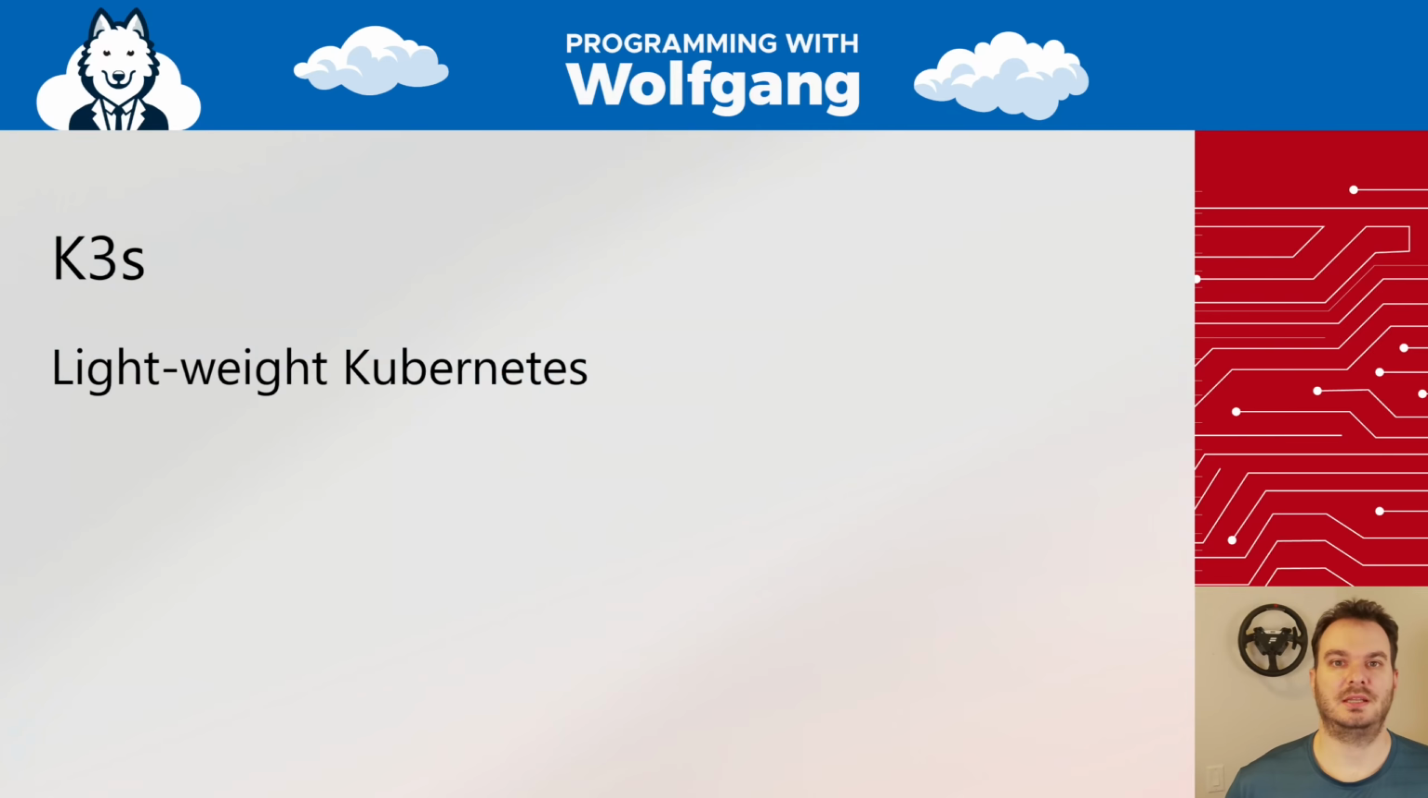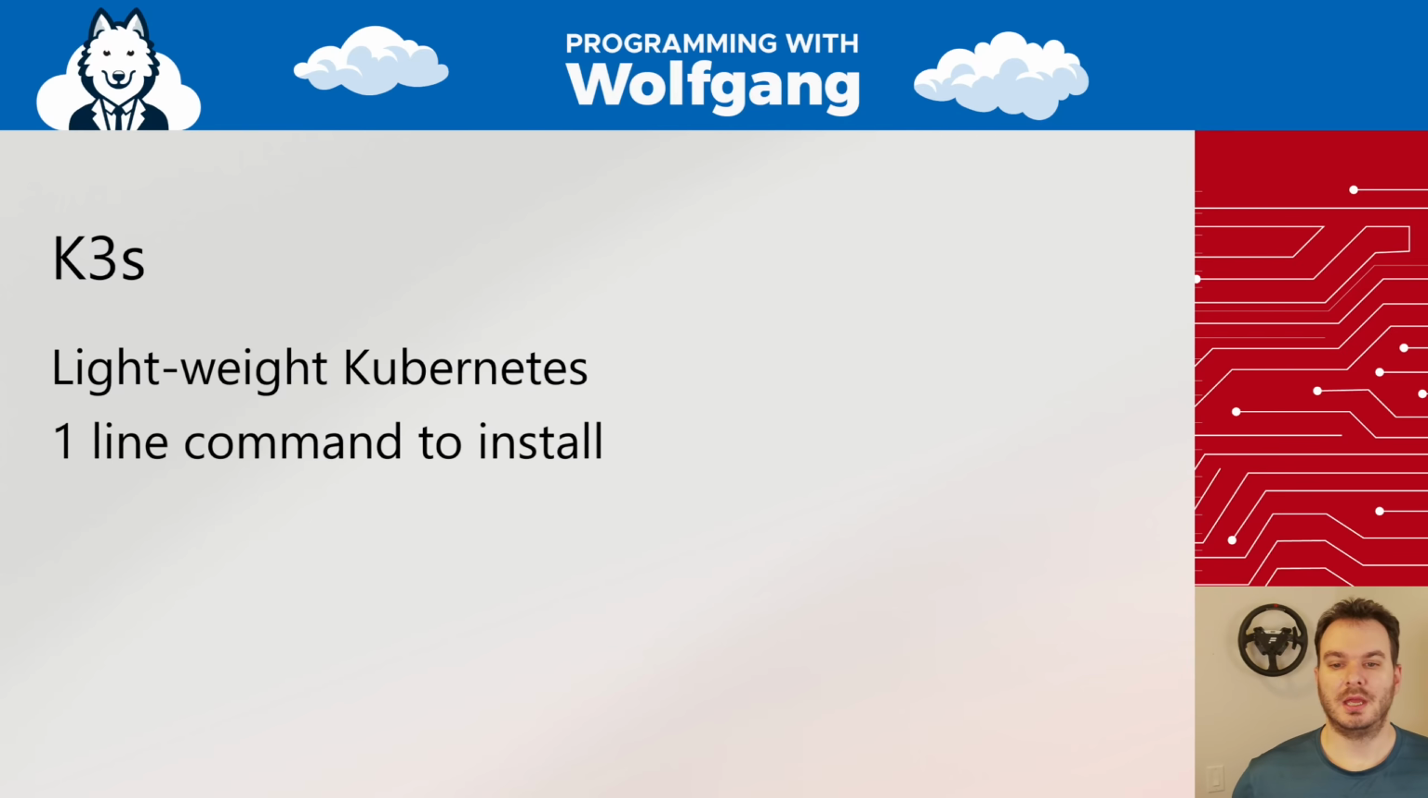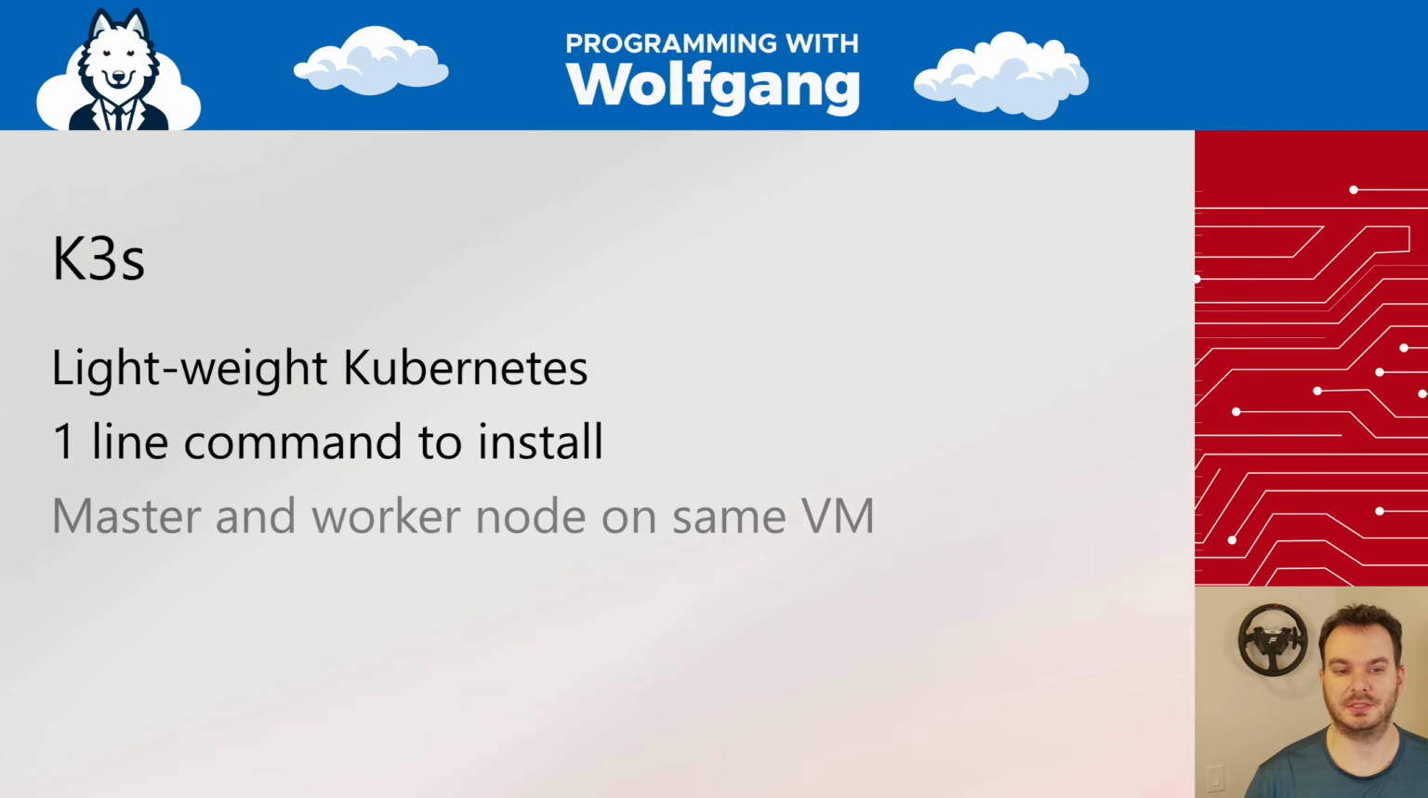So now let's take a look at K3s. I like K3s for on-premise solutions because it's a very lightweight Kubernetes distribution. It is open source. It has a great documentation. You can install it with a 1-line curl command. It sets up a master and worker node on the same machine, and it takes you 1 minute to get started.